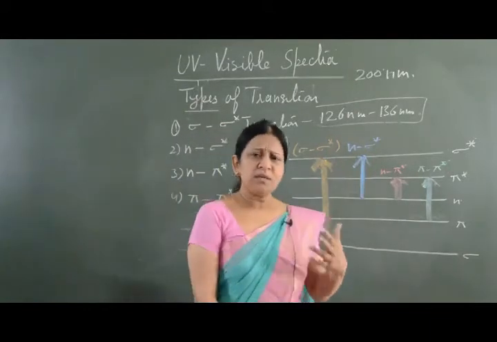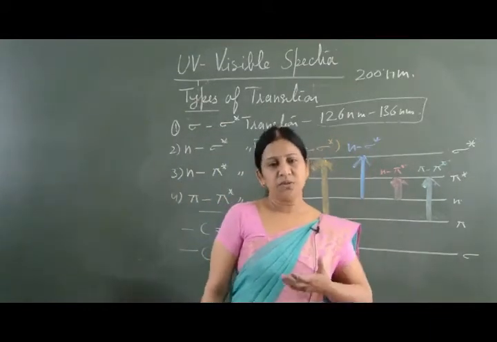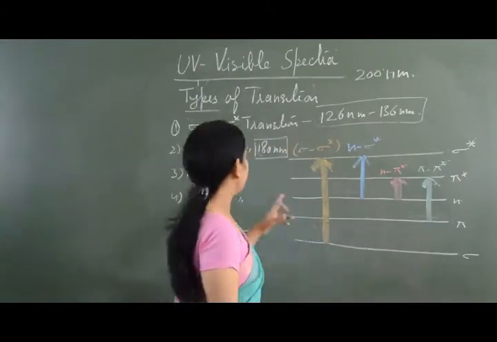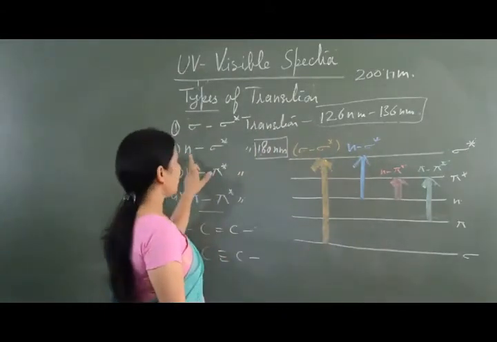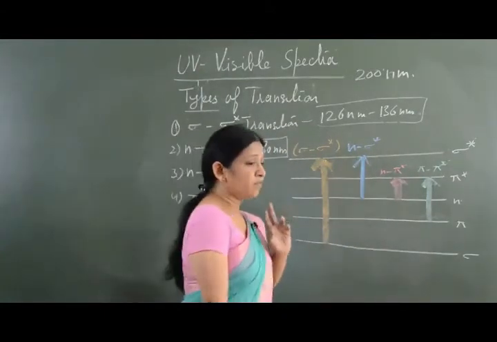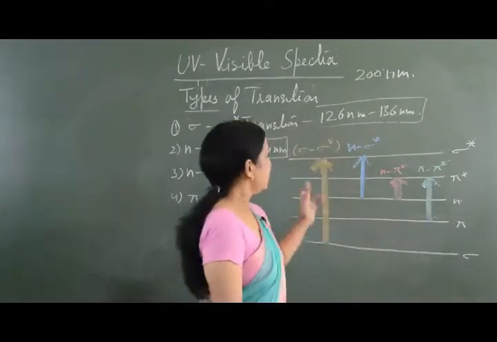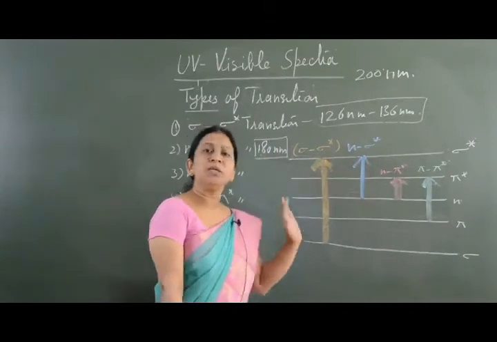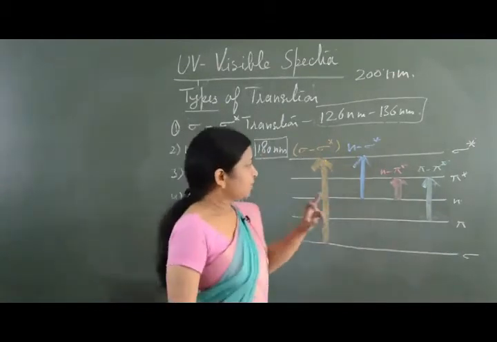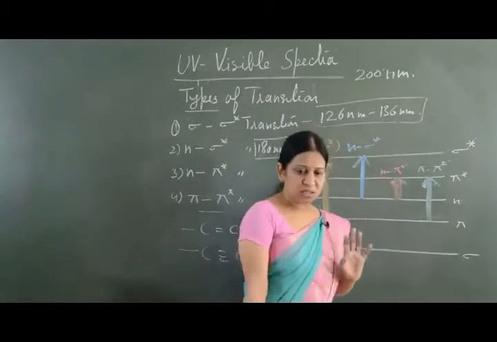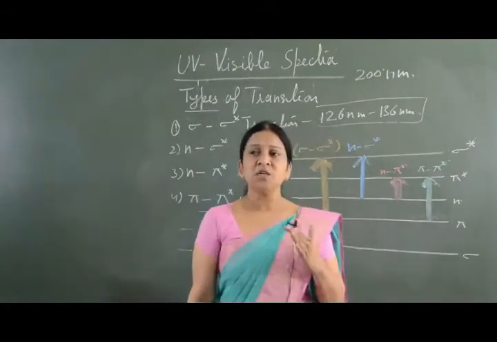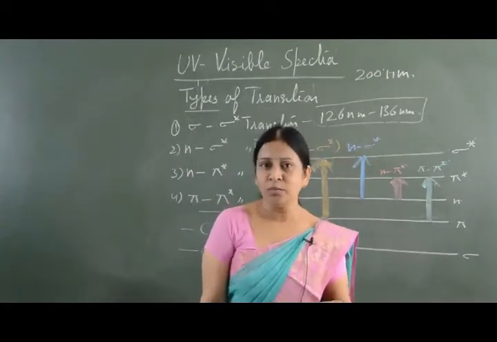Another reason we can say that it is of very high energy, so this is not going to lie in the UV range. Then the second transition is n to sigma star. It is given by saturated compounds having lone pairs, and the range is 180 nm, so it is near to the UV range. The third transition is n to pi star, which is given by unsaturated compounds having lone pair.